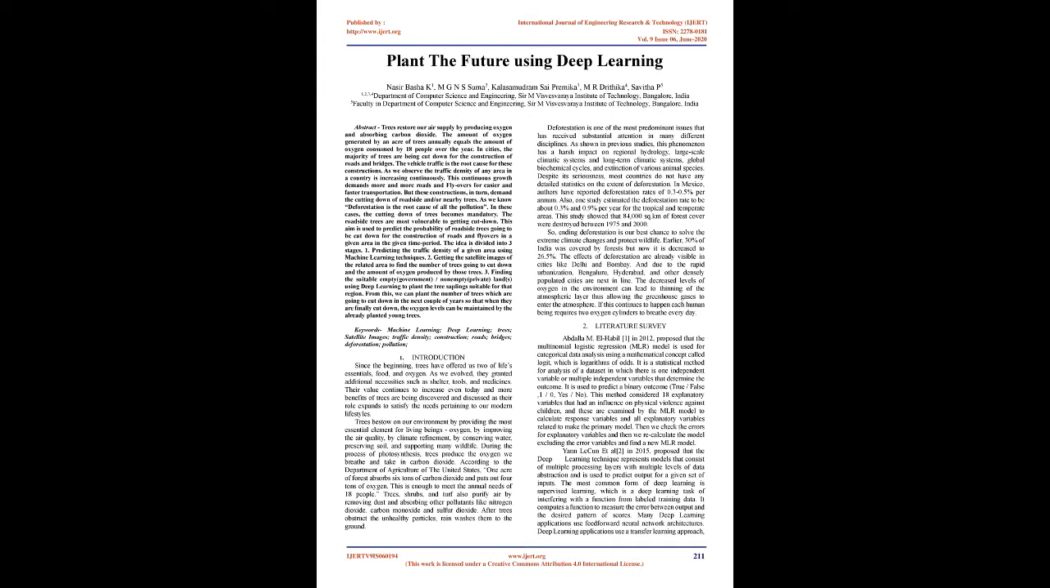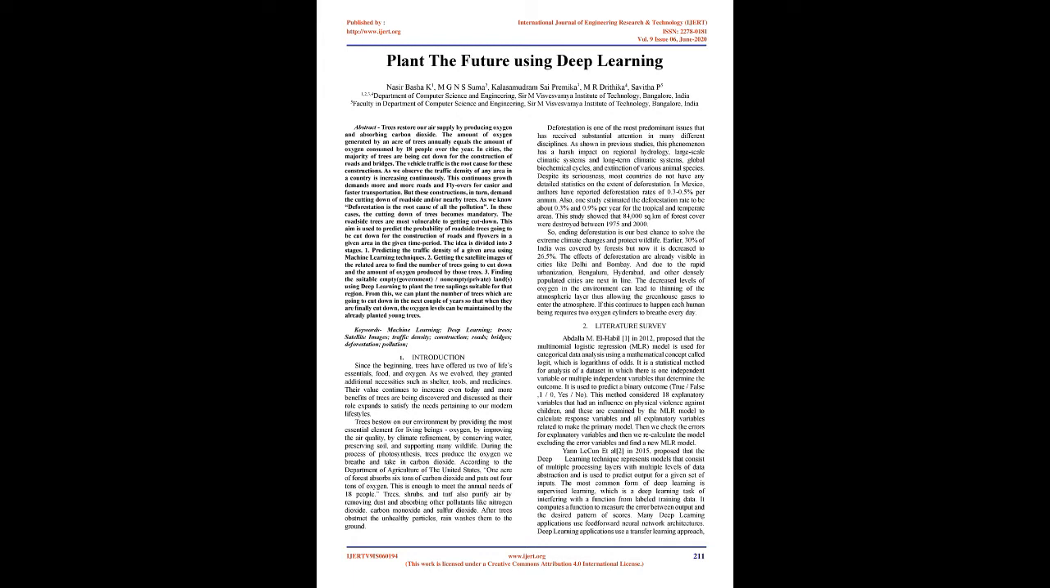During the process of photosynthesis, trees produce the oxygen we breathe and take in carbon dioxide. According to the Department of Agriculture of the United States, 1 acre of forest absorbs 6 tons of carbon dioxide and puts out 4 tons of oxygen. This is enough to meet the annual needs of 18 people.